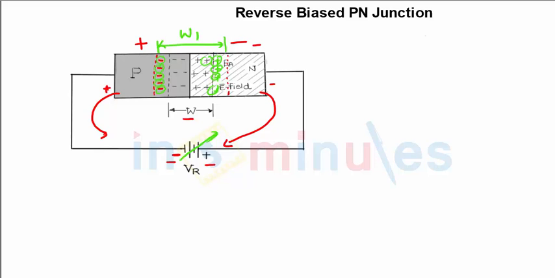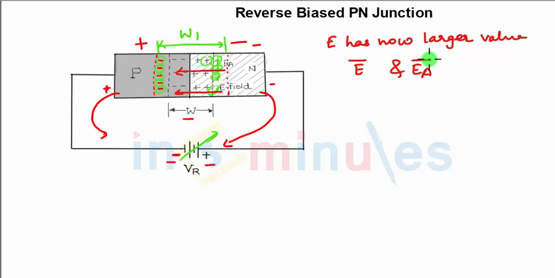The initial electric field was E, as shown in the diagram, which is in the same direction. Now because of EA, again you will have the electric field in the same direction. So the net result is the electric field has now a larger value as compared to the equilibrium condition, because E, which is the electric field at the equilibrium condition, and EA, which is due to applying a negative voltage, are both in the same direction. So the net result is your electric field increases if you apply a negative bias.